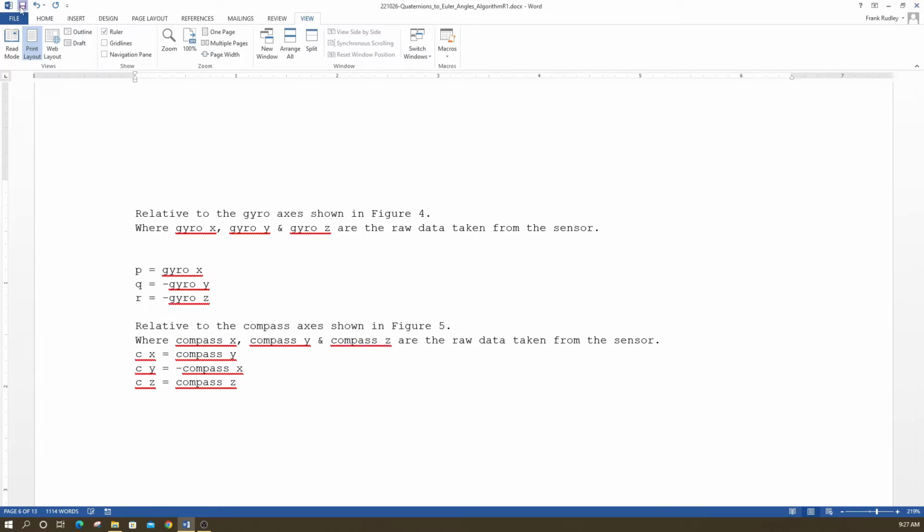So we'll save that. And so this is what you have to do just to set that up first. This is what you have to do to the polarities to get them right, to get them into the conventional airframe axis.